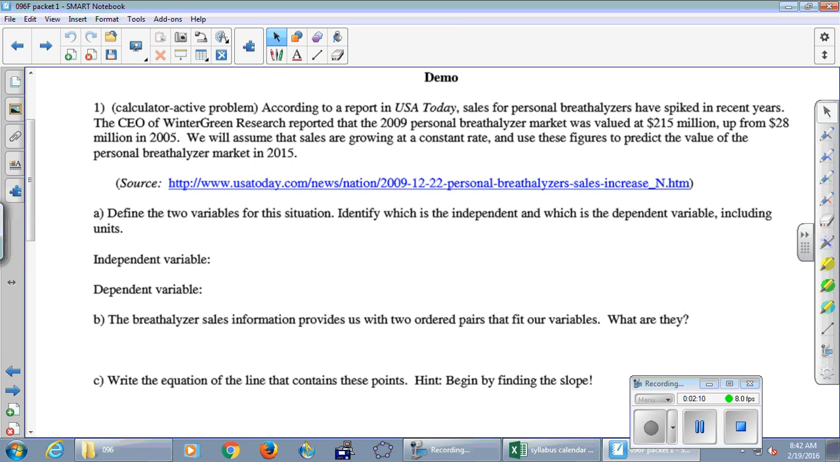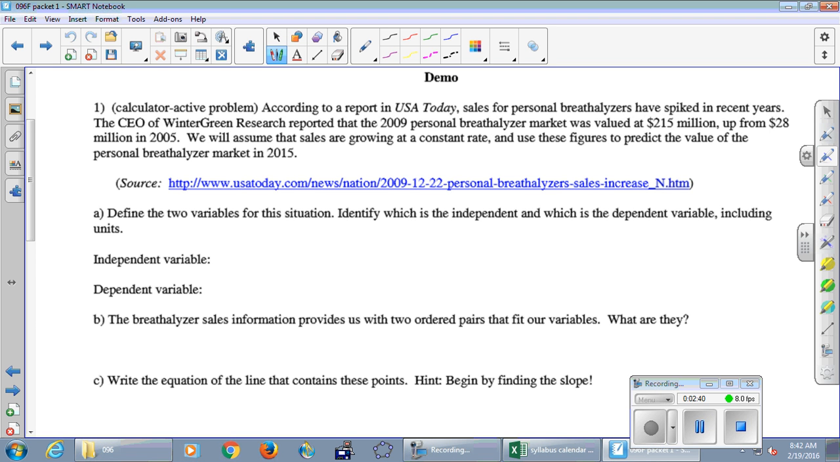According to a report in USA Today, sales for personal breathalyzers have spiked in recent years. The CEO of Wintergreen Research reported that the 2009 personal breathalyzer market was valued at $215 million, up from $28 million in 2005. We will assume that sales are growing at a constant rate and use these figures to predict the value of the personal breathalyzer market in 2015. So let's give this a shot.